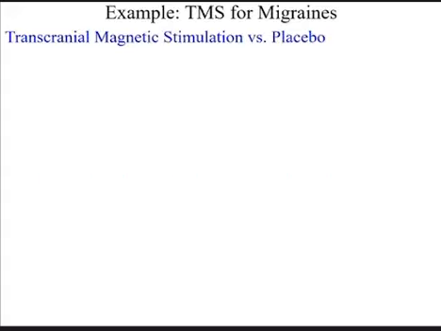Take a look at this. This is an example: TMS for migraines, where I want to consider taking a treatment against not taking a treatment. Not taking a treatment is when you are given a placebo. Has anybody heard about placebo? In a clinical trial, when they give you a placebo, placebo is nothing. They just want to compare the treatment with nothing.